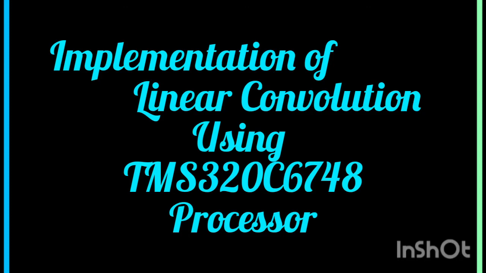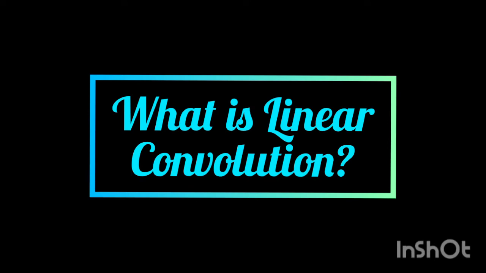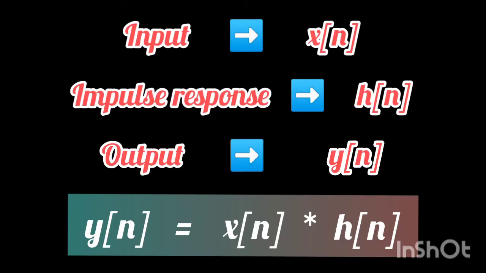Hello everyone. In this video we are going to see how to compute linear convolution using the C6748 processor. Before that, let's see what linear convolution is. It is a basic operation to calculate the output for any linear time invariant system given its input and impulse response.